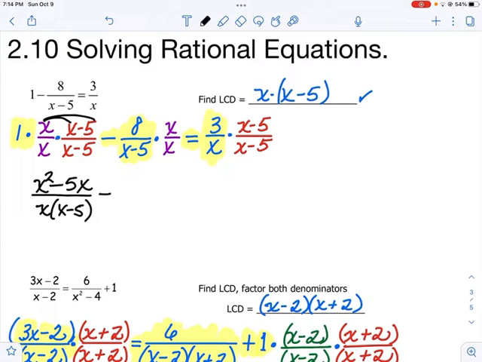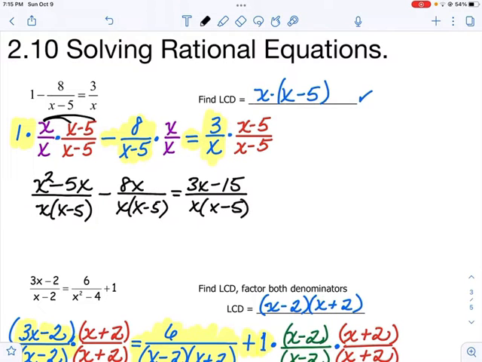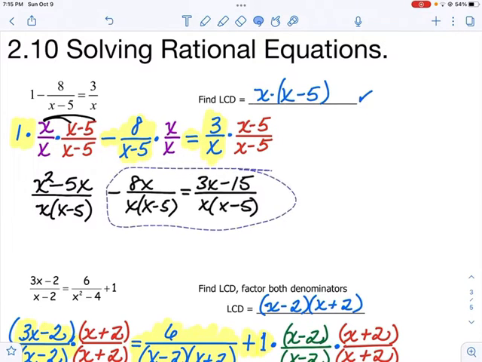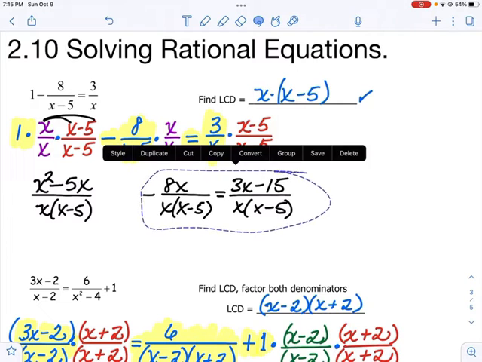So then I have minus 8x, and then that's over x times x minus 5. And then that's equal to 3x minus 15, and that's over x times x minus 5. So now it kind of makes sense that if you multiply each term by the LCD, what's going to happen? And that's x times x minus 5.